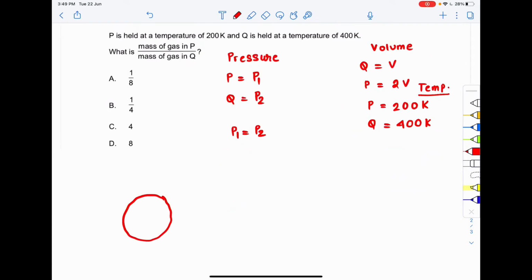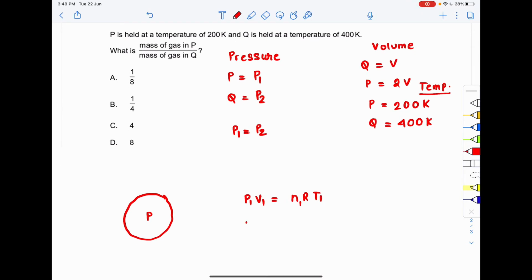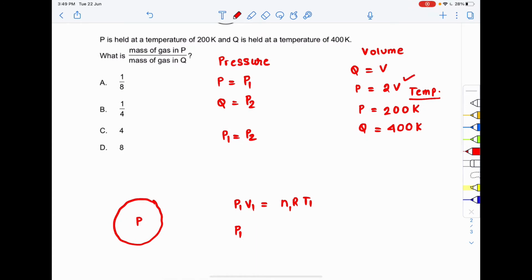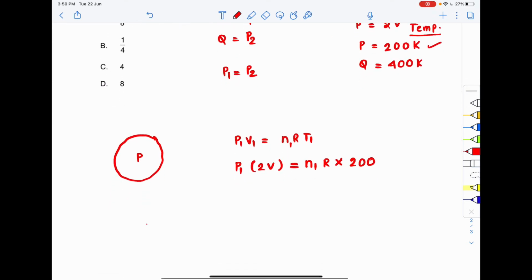Over here for flask P, I can write that P1V1 is equal to N1RT1. What is the pressure? Pressure is P1. What is the volume? The volume of flask P is 2V. What is the number of moles? N1. R is the universal gas constant and T1 is the temperature. What is the temperature of flask P? 200 Kelvin.